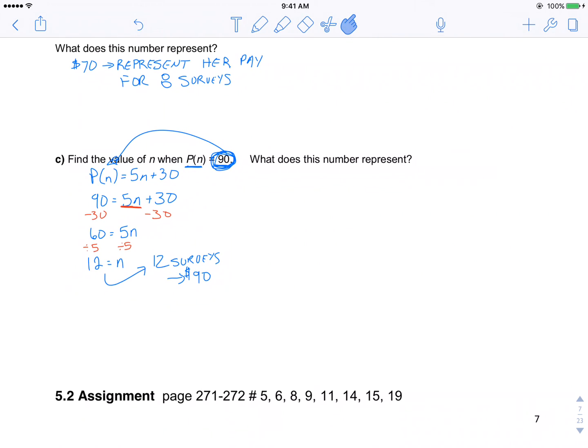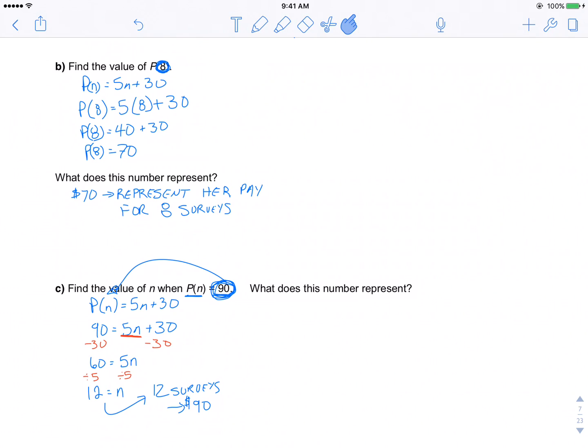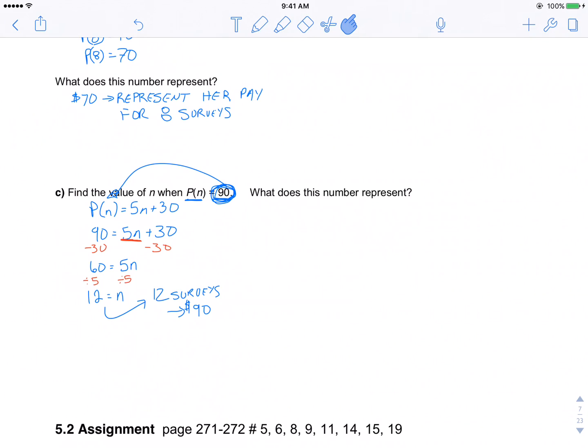Now, function notation causes grief all the time. If you have questions, please ask. Otherwise, work through the work that's listed at the bottom, and we will see you in class.